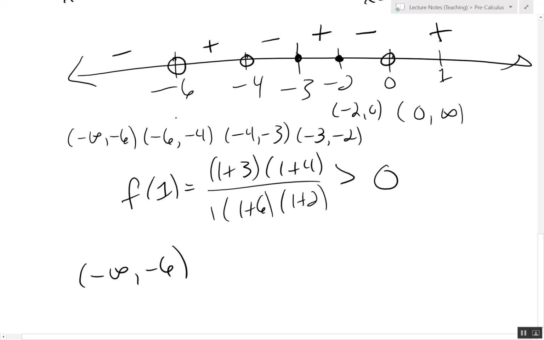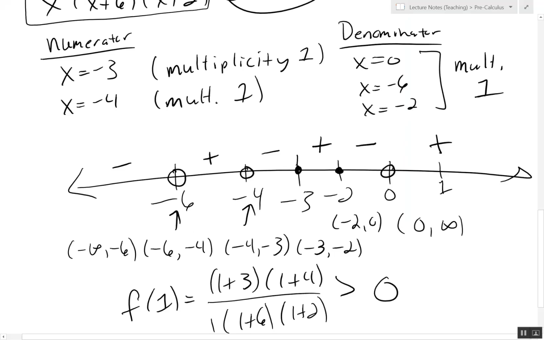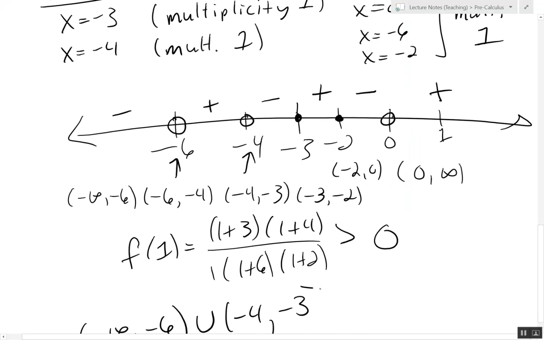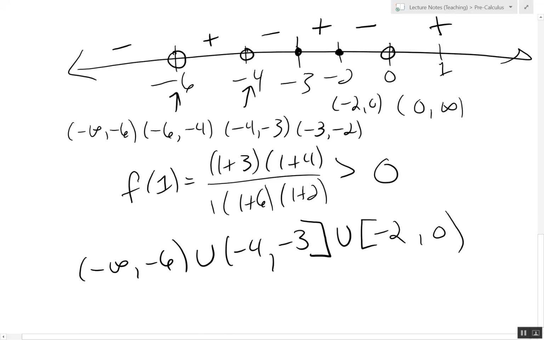And since this is open, we'll always exclude it. Union, again, this is open, so we exclude negative 4. But since we have an equality here, we are going to include the negative 3. Union. And then our last negative interval is from negative 2, which we'll include because of the equality sign, and 0, which we'll exclude because it has an open dot. And this is our answer here.